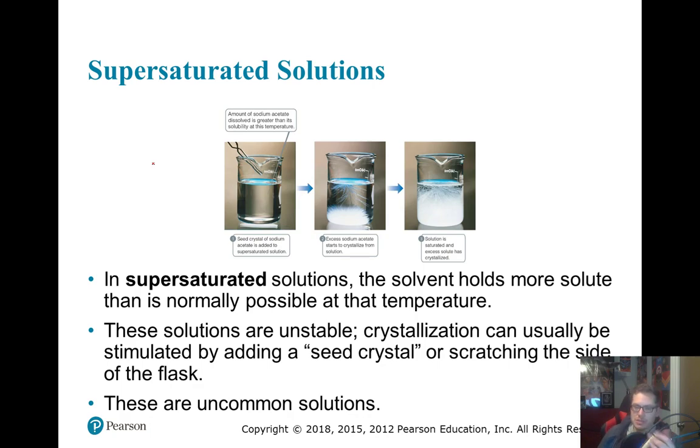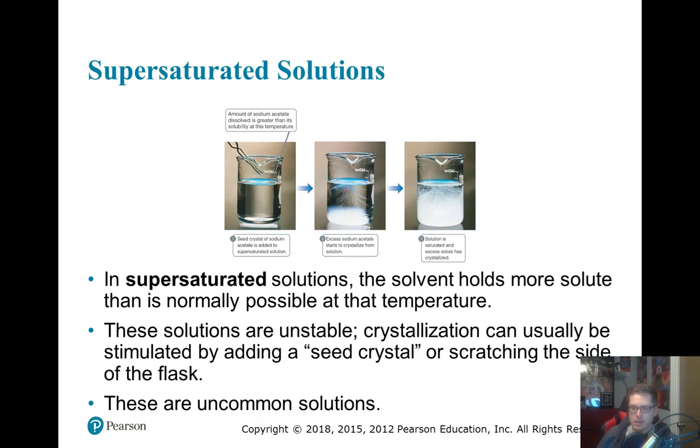So in this specific example, to make the supersaturated solution of sodium acetate, they raised the temperature, dumped in a bunch of sodium acetate, stirred it up so it dissolved, and then let it cool very, very slowly. Because it cooled very slowly, it didn't have a chance to fall out of solution. So here they added a seed crystal right here.